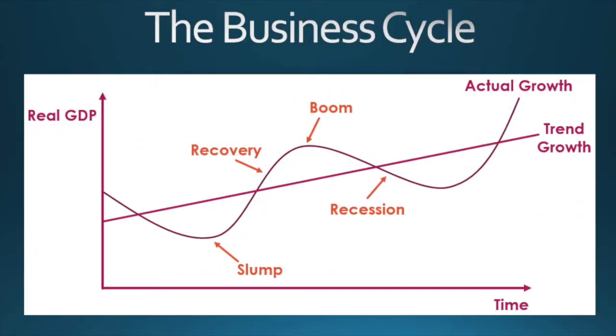So in this picture, you can see the business cycle. Now, this is what this taster session is all about. On the horizontal axis, we've got time, and on the vertical axis, we've got GDP. Now, you all know what GDP is. It means gross domestic product, and it's the value of all the goods and services that a country produces.